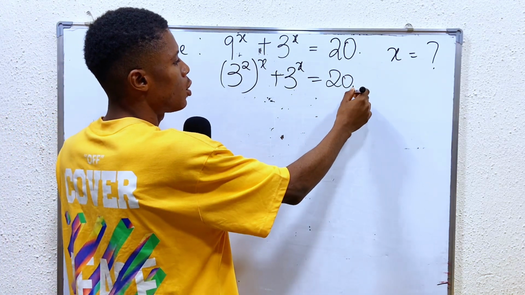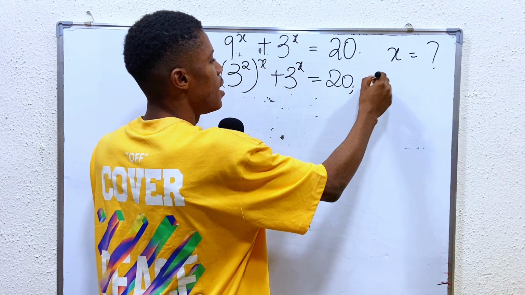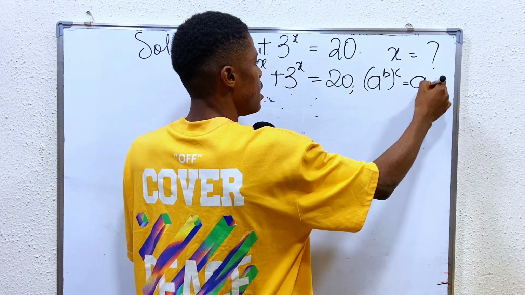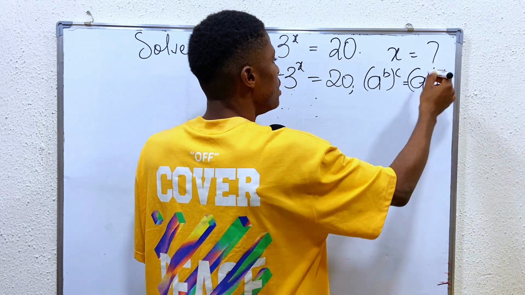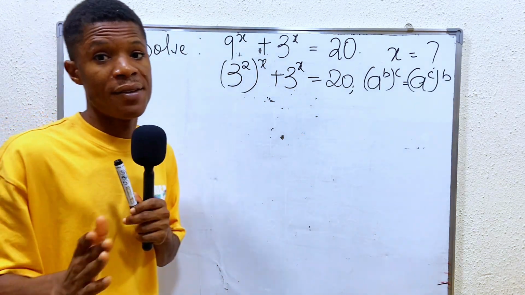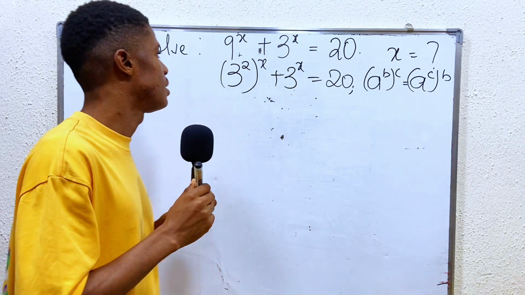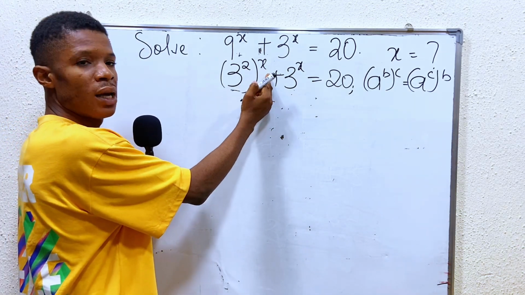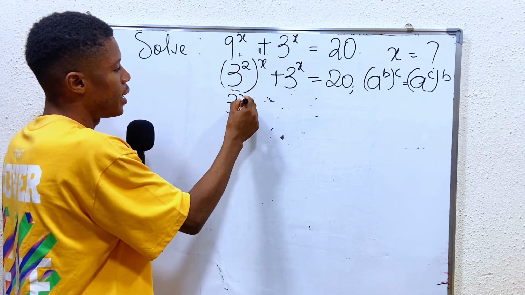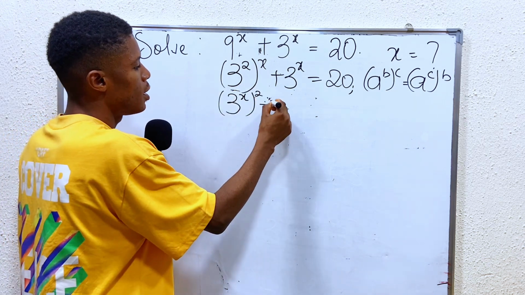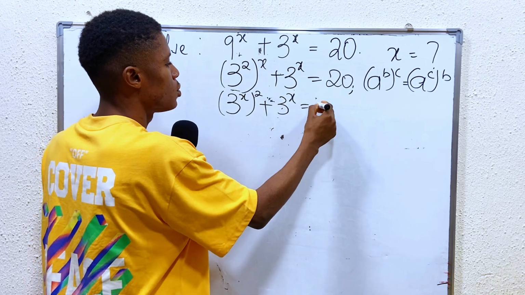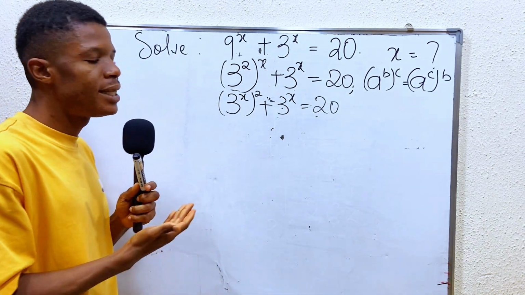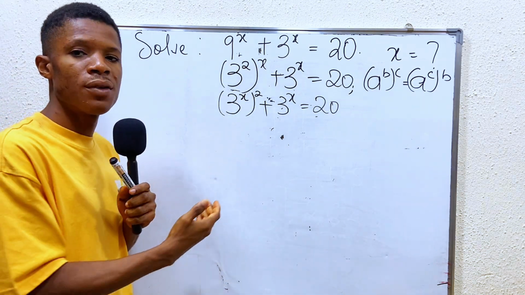But again, you should recall the law of exponents, which says that a to the power of b, then raised to the power of c, can be written as a power c raised to power b. The order of the power is never a problem. If you understand this now, we are going to apply it exactly here, so that we'll swap the positions of 2 and x. So we can say 3 power x all squared plus 3 power x is equals to what? 20.